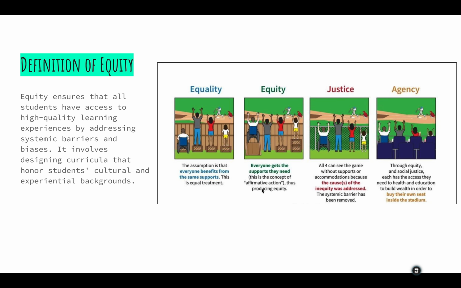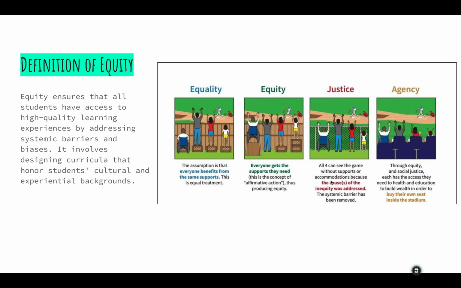Equity is everyone gets what they need. So for example, he has the ramp so that he can see the baseball game. She has the 2 boxes, he doesn't need a box, and she gets 1 box. Okay, it's equitable because now they all have what they need to see the game.